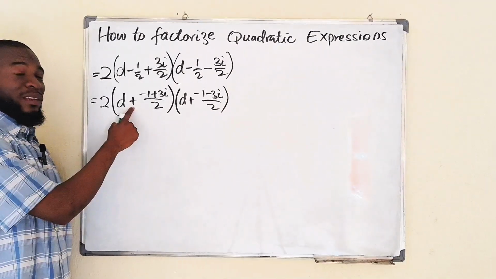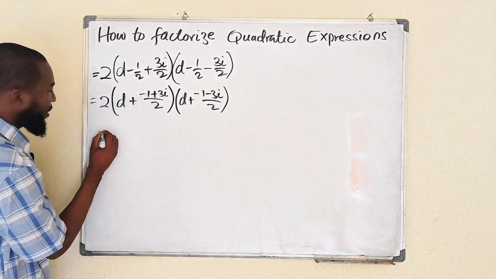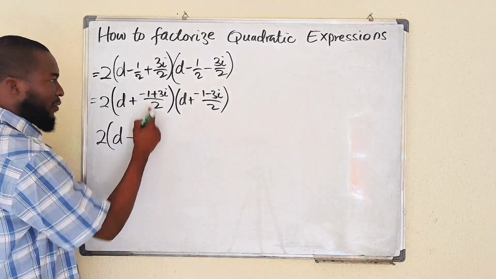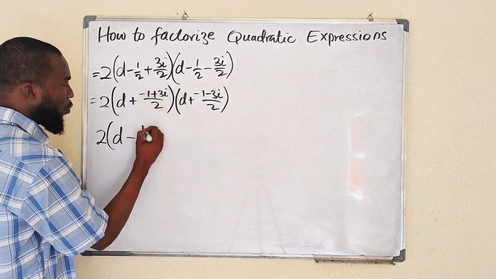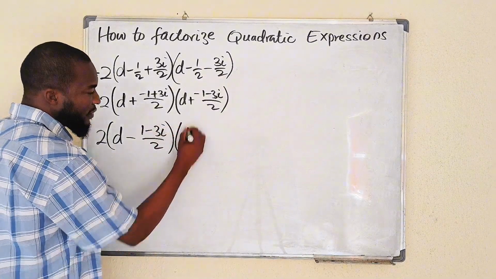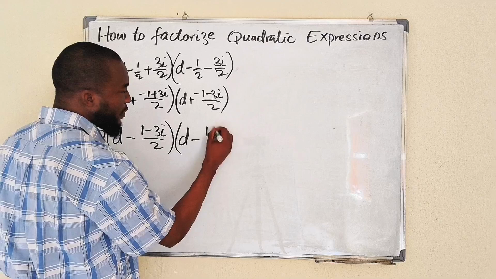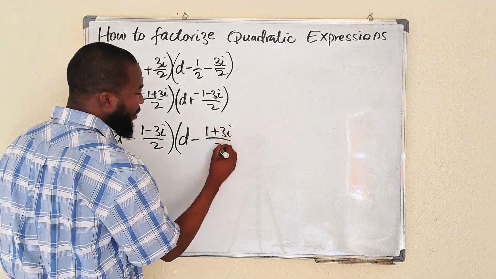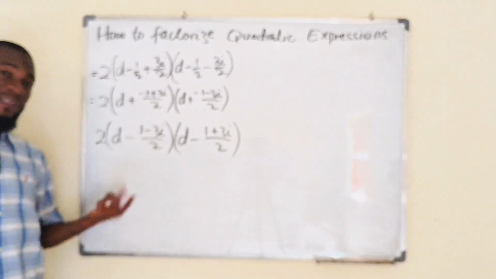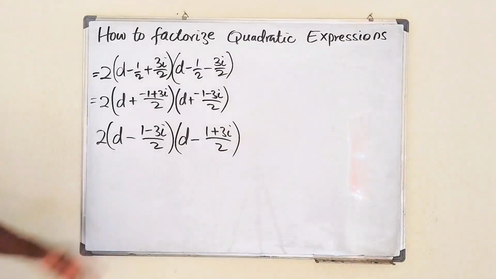If you want to have a negative sign here, you can do that. You can drop it down. That is 2 multiplied by d minus, all the signs will change. We have 1 minus 3i divided by 2. And this is d minus 1 plus 3i divided by 2. And if you like, you can plug in this 2 into the first factor. Otherwise, you can leave it like this, all the same.